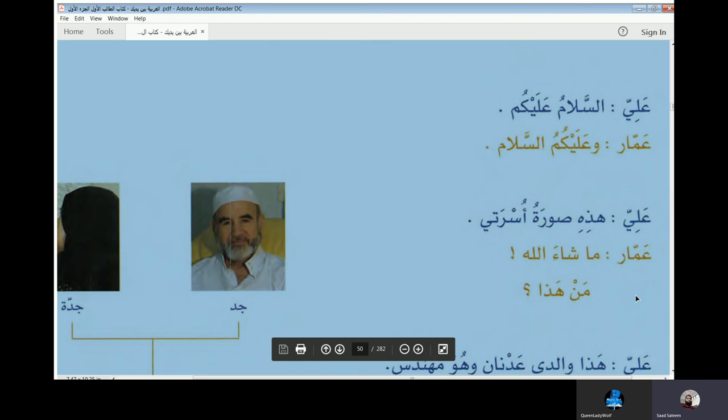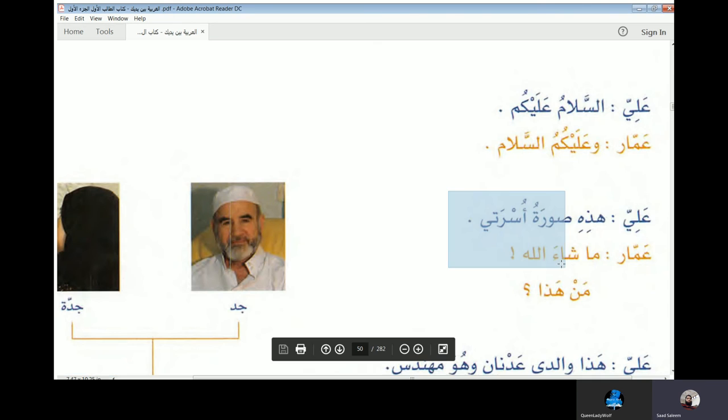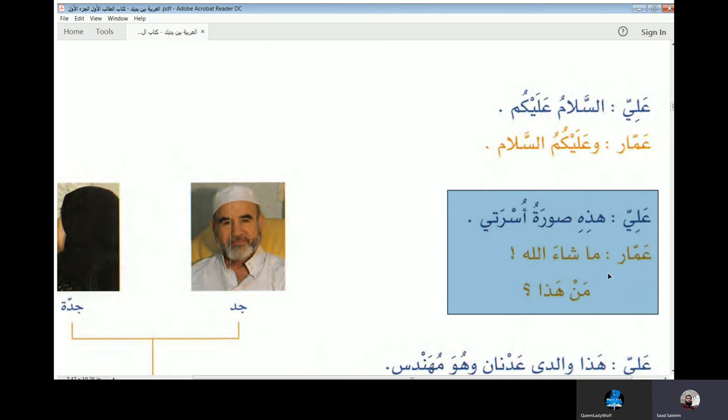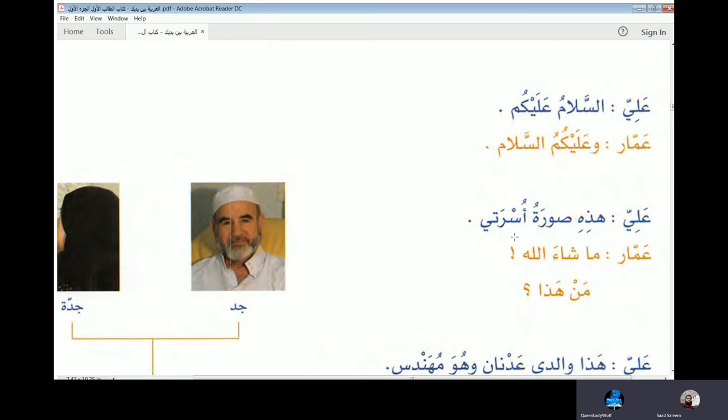Ali: hazihi suratu usrati. This is the picture of my family. Umar: mashallah. Man haza? Who is this? This is what I wanted to ask you about. Mashallah, what does this mean?